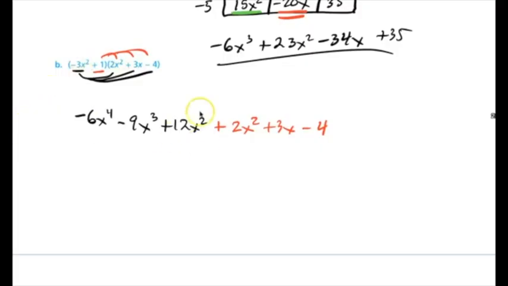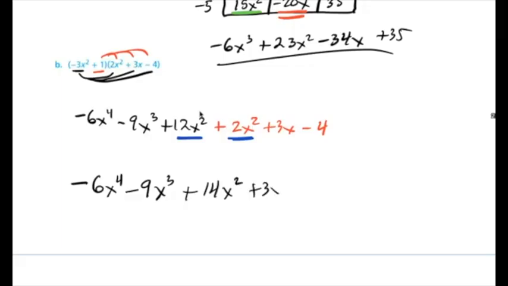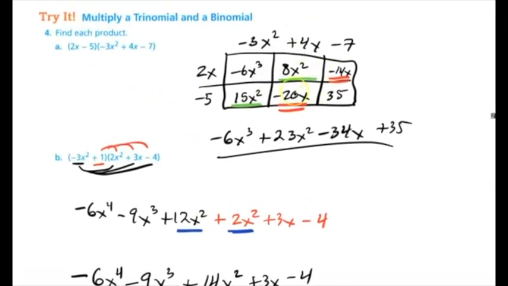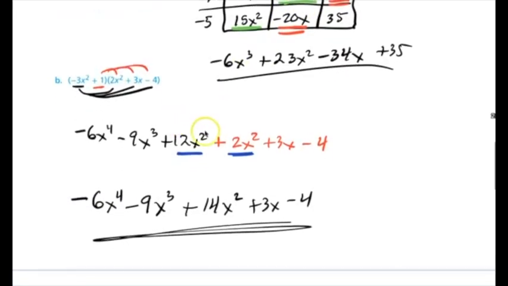And then we get to this part and we have to add up like terms. We'll add the 2x squareds together. And I think that's it. I get negative 6x to the 4th plus 9x cubed plus 14x squared plus 3x minus 4. There you go. It doesn't matter to me which way you'd like to do it. This one's a little cleaner, but it does take a little longer, but it's all the same.